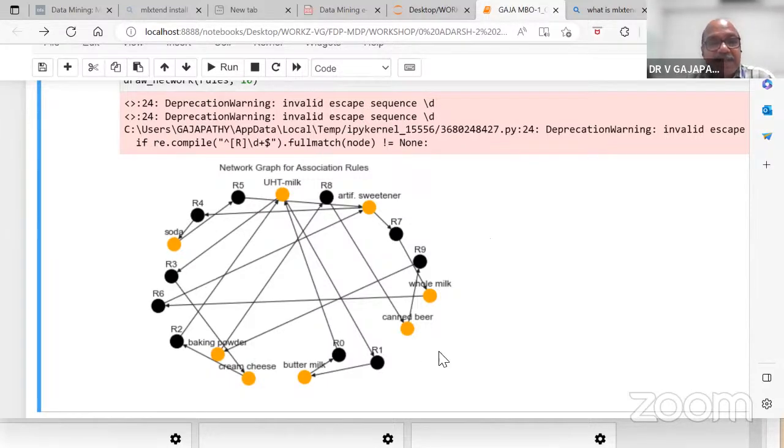You see, what is this graph network? Please understand the word network. What this explains is, say for example, you take whole milk.